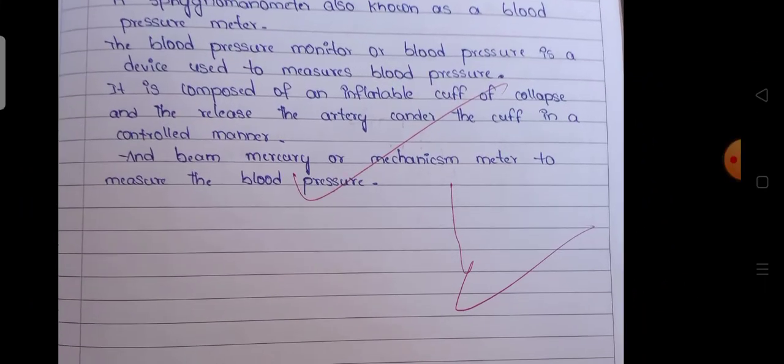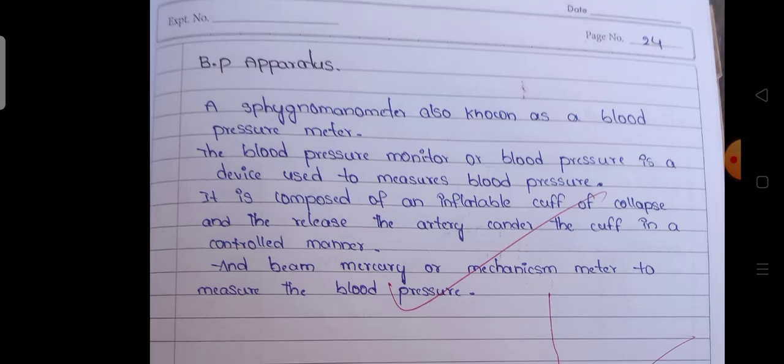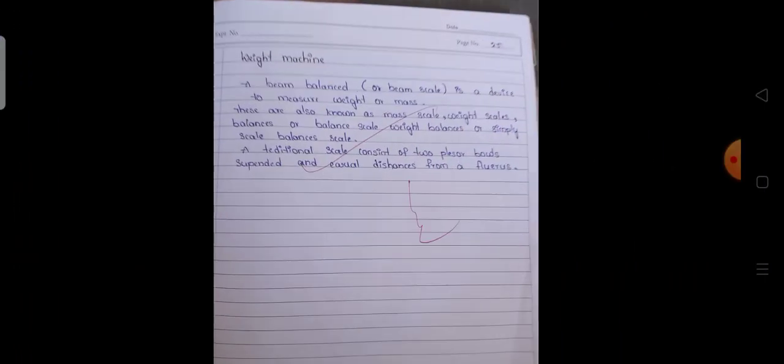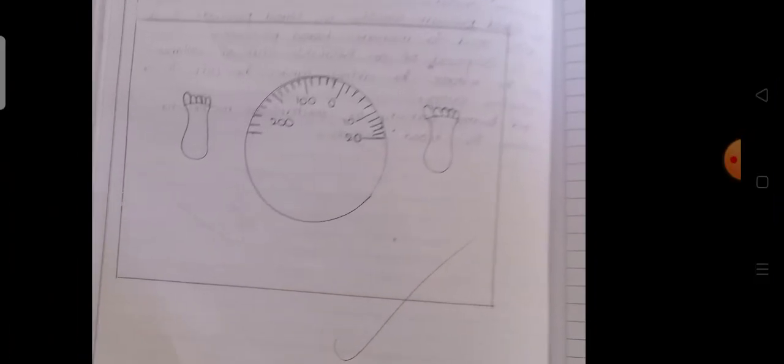So next coming to the BP operators. With the help of the BP operators we can monitor the blood pressure levels. It is also known as a sphygmomanometer. Okay, so next coming to the weight machine. Everybody knows very well. It is also known as mass scale, weight scales, balances, or balance scale. So with the help of the weighing machine, we can measure the weight of the individuals. So like this will be there.